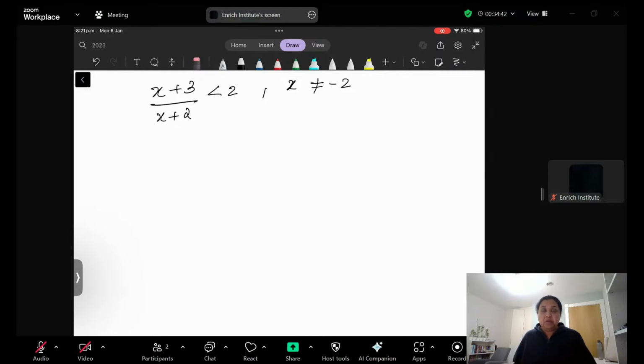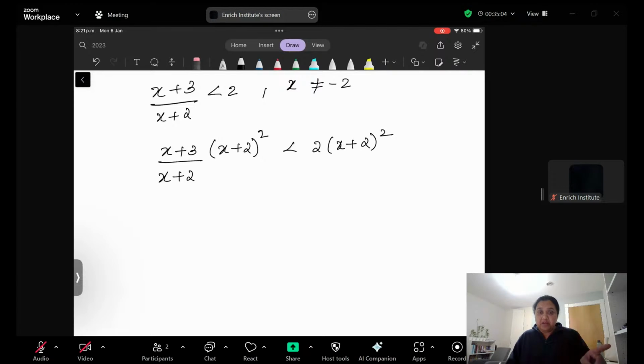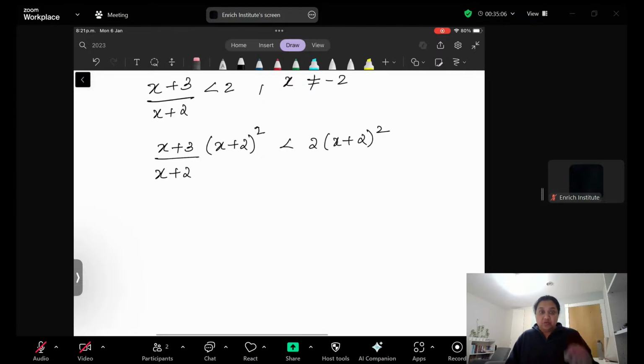with the square of the denominators. What is the denominator here? This one. You're going to multiply it with the square of the denominator. So what you will do? You will write this as (x plus 3) over (x plus 2) multiplied by (x plus 2) the whole square, which is less than 2 times (x plus 2) the whole square. So first step is over. As soon as you write this, you are getting marks. Please note, as soon as you write this, you are gaining some marks in the exam.